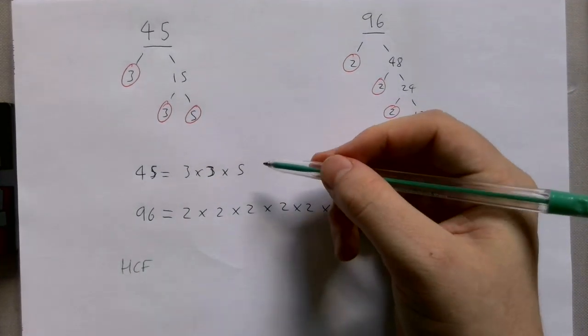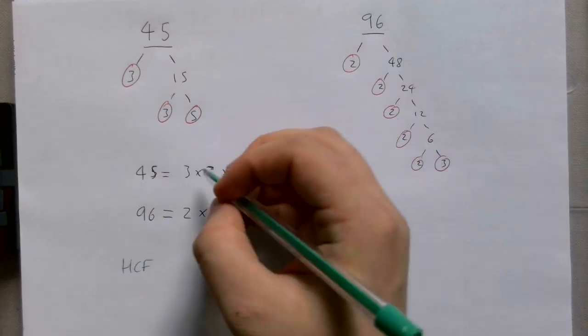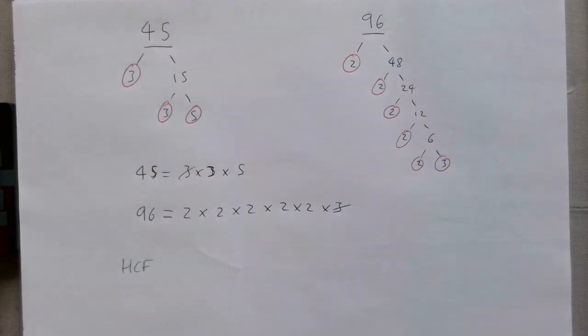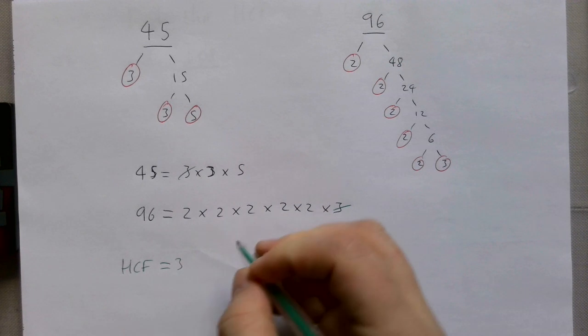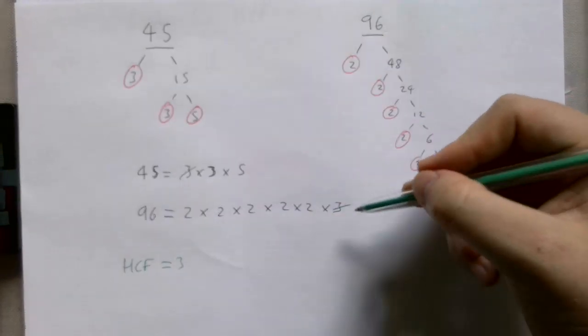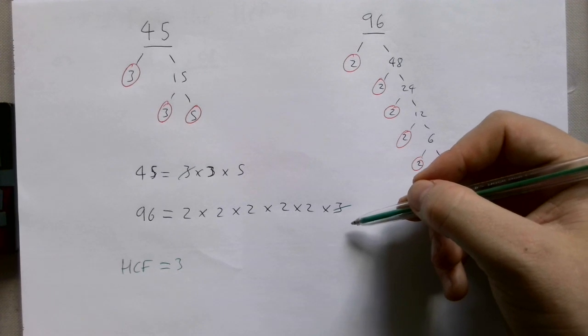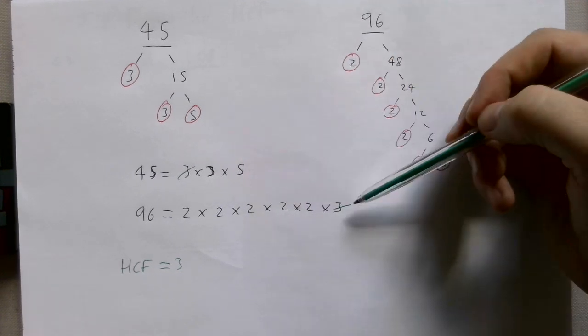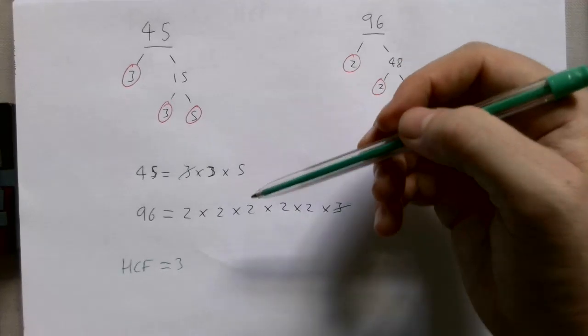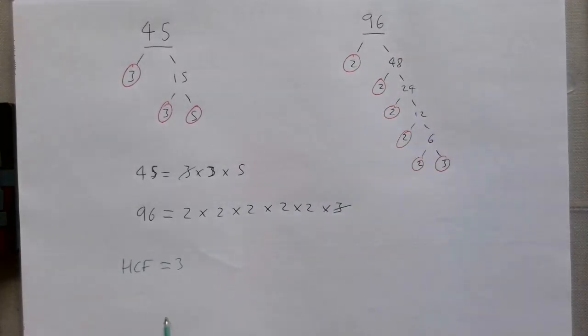So looking for the numbers that appear in both, we've got a 3 in 45 and a 3 in 96. Got another 3 in 45. We don't have another 3 in 96, and there's actually no numbers bigger than 3 in 96 as a prime factor. So this 5 we know won't go, and we know that none of these 2's will match up. So the highest common factor of 45 and 96 is actually just 3 here.